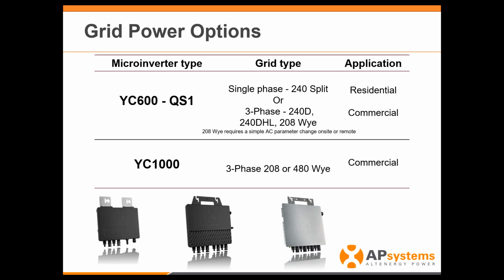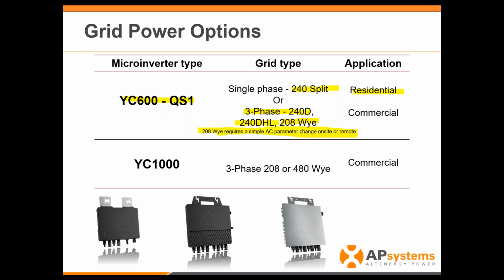This is just more of a review, but I just want to make sure we do a good job of actually talking about this. So as far as the 600 and QS1, we think of that as a residential product, but it's much more than that. And the nice thing about it for you out there, it's a single SKU for 4 different grid types. Again, 240 split, 3-phase 240 delta, 240 delta highlight, and 208Y. And again, I just want to make sure it's clear. 208Y requires a simple AC parameter change on site or remotely.